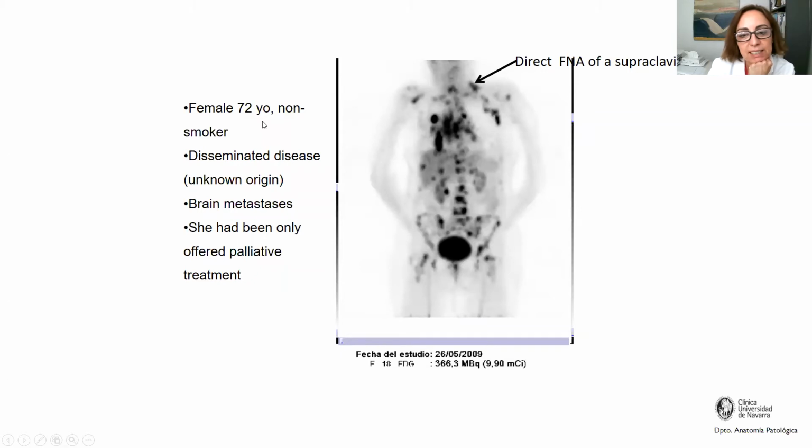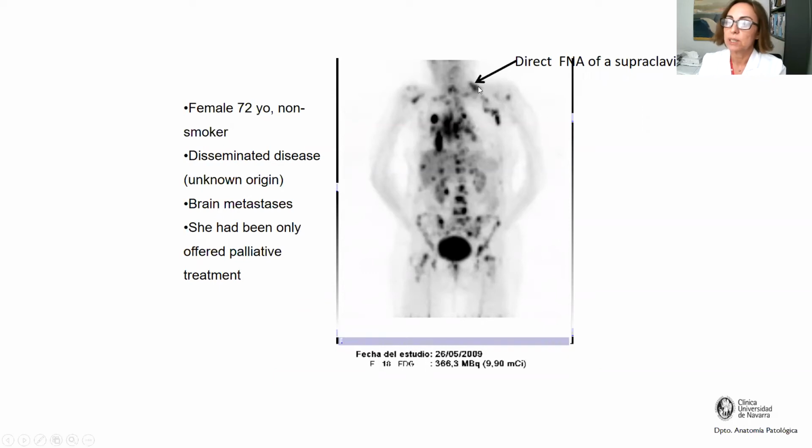This is a 72-year-old female non-smoker who came to our institution for a second opinion. She has been diagnosed as having a disseminated disease of unknown origin. The patient at that moment also has brain metastasis, and she had been offered only palliative treatment. So this is the PET that she brought to us from her institution.